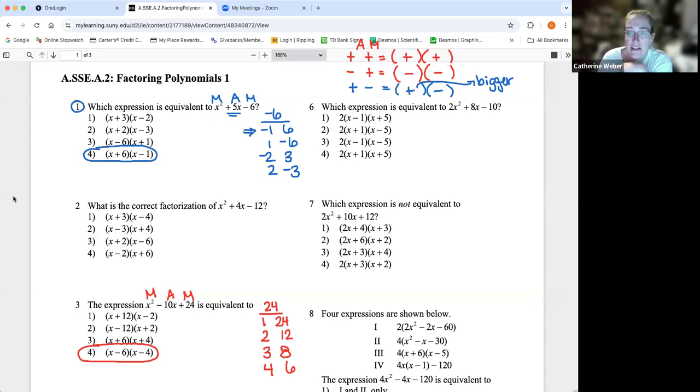And I just realized that question number 7 does have plus plus. So let's take a look back at that one. 2x squared plus 10x plus 12. This has a GCF. Whenever you have a greatest common factor, it's an item that can be removed from all of the terms. If I remove a 2, that means I divide each term by 2, and I'm left with x squared plus 5x plus 6.